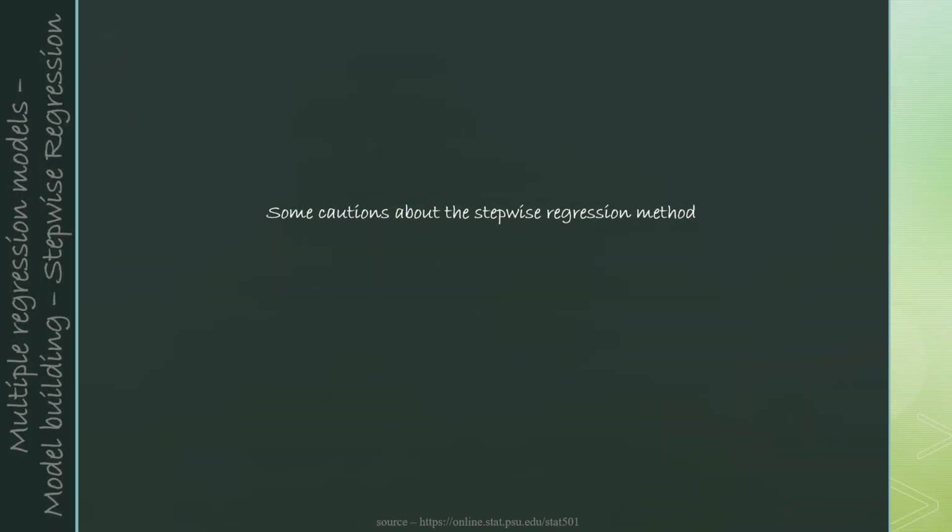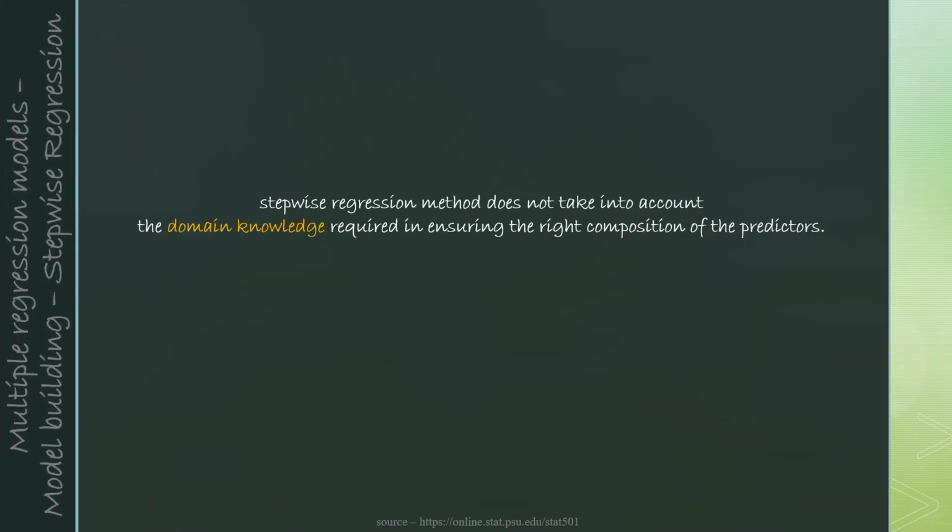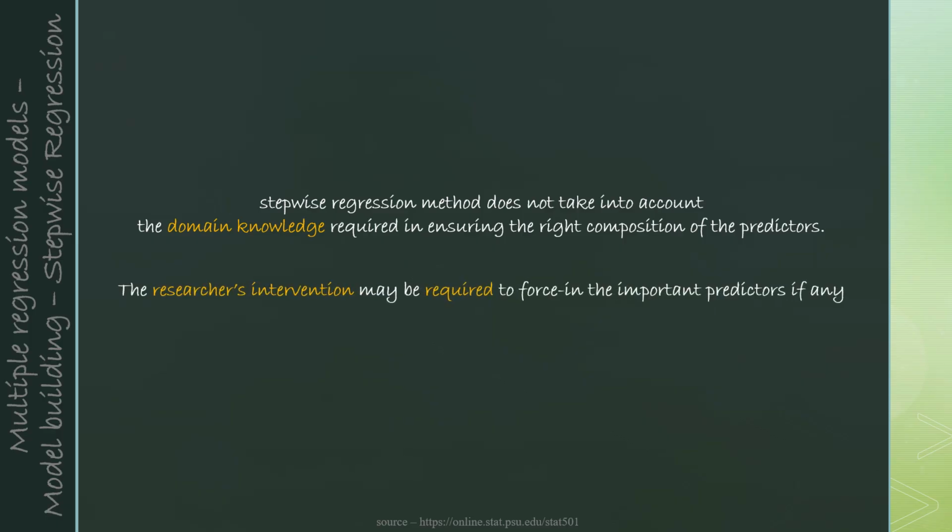Some cautions about the stepwise regression method. Does the stepwise regression method deliver the best or the most optimal model? No, it delivers a single good model, which need not be the best or the most optimal. The stepwise regression method does not take into account the domain knowledge required in ensuring the right composition of the predictors. The researcher's intervention may be required to force in the important predictors, if any.